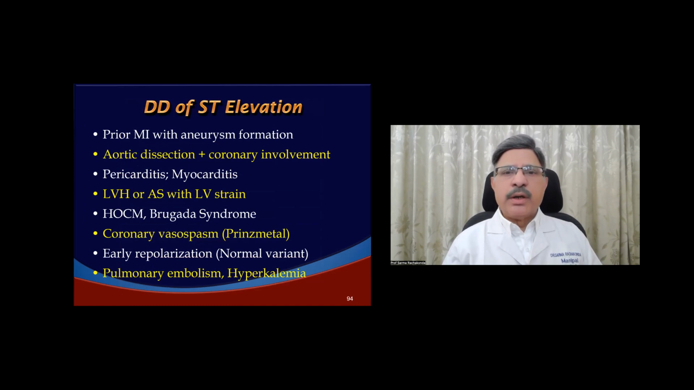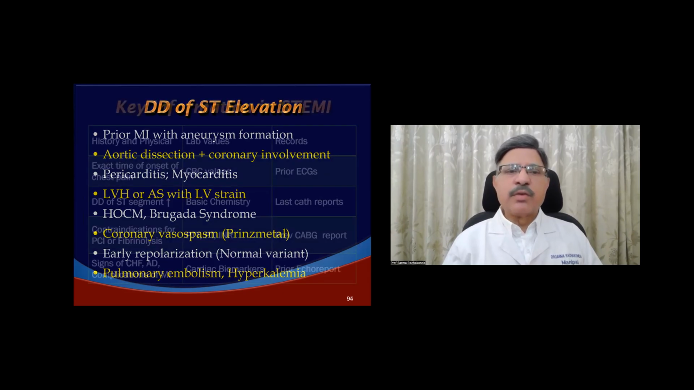Now, DD of the ST segment elevation. You must always know this: pericarditis, aortic dissection plus coronary involvement, prior MI with aneurysm, LVH or AS with LV strain, HOCM, Brugada syndrome, coronary vasospasm, early repolarization changes, pulmonary embolism, and hyperkalemia. This could be a short note for you. DD of the ST segment elevation infarction.